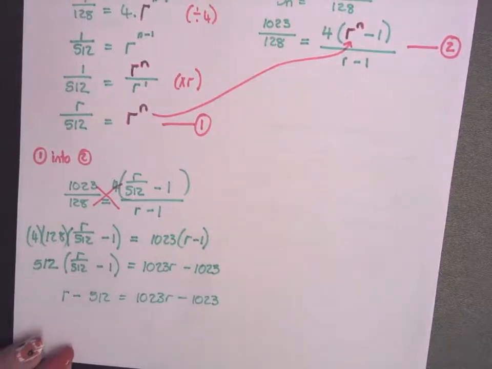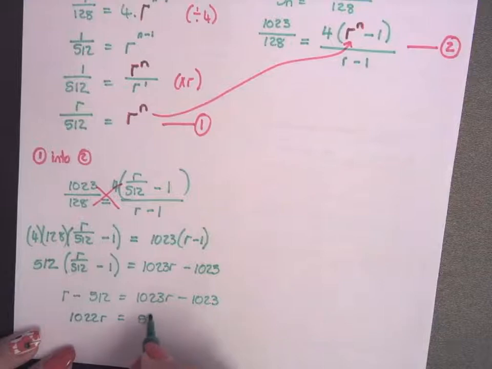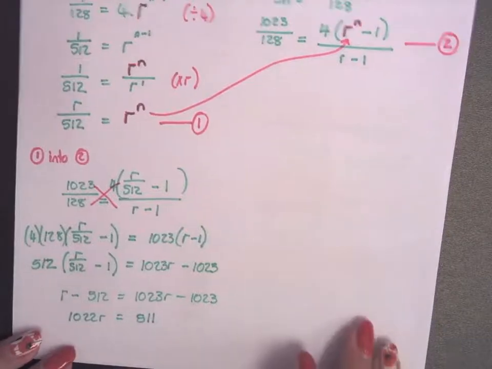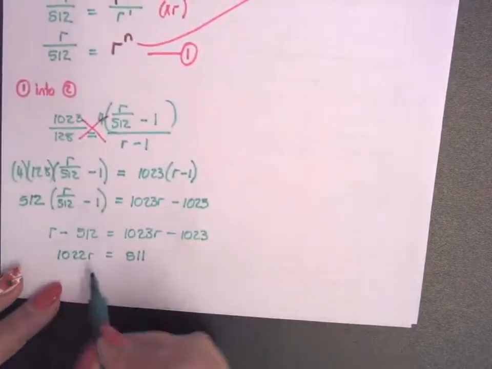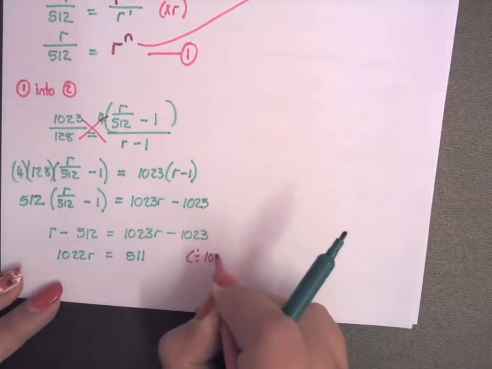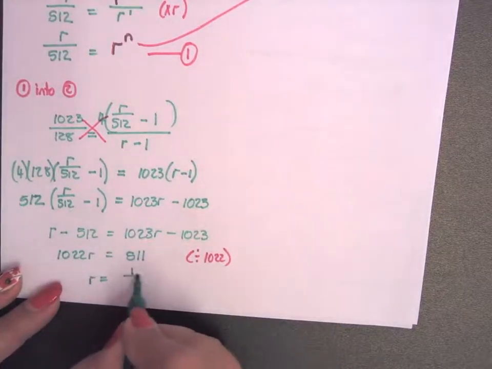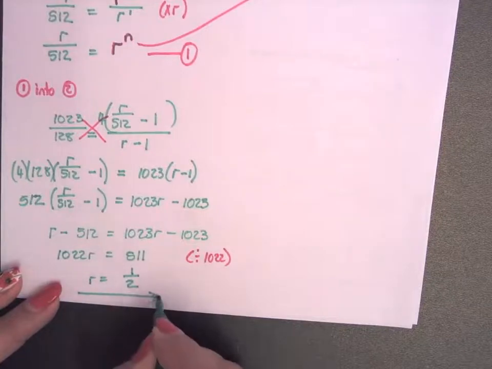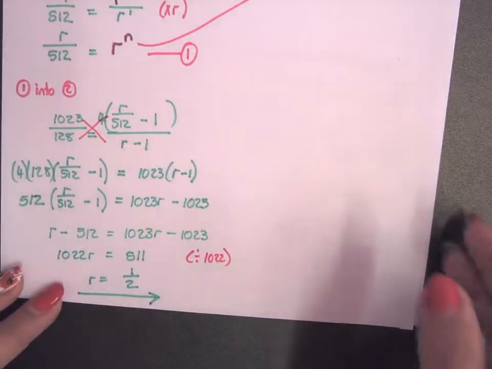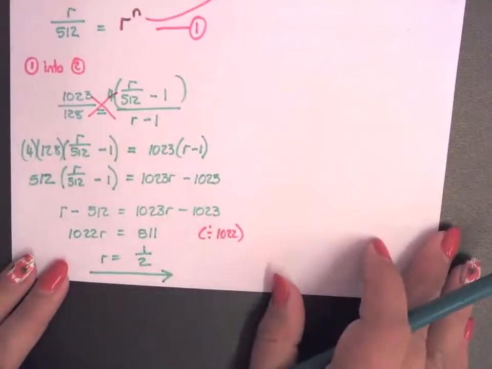Get all the r's on one side, then 1022r will be equal to 511. Now I want r alone, so I'm going to divide by 1022, and then r will be equal to a half. And that's our first question. Calculate the common ratio. So r is a half.